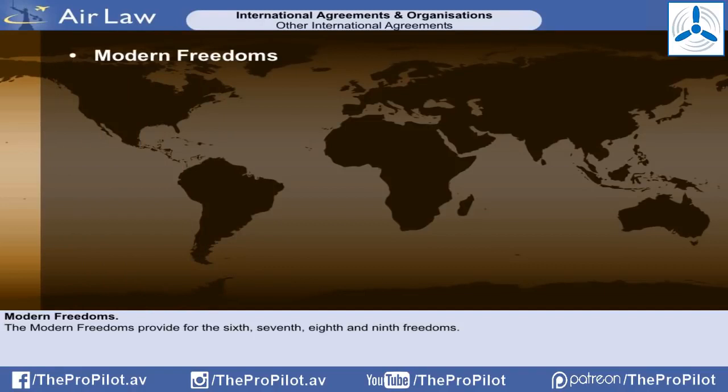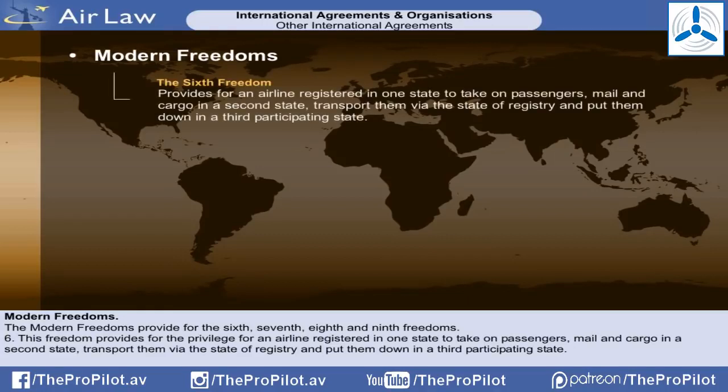Due to the growth in air transport and the evolution of airlines operating on a global basis in partnerships, further commercial freedoms have evolved. The modern freedoms provide the 6th, 7th, 8th and 9th freedoms. The 6th freedom provides the privilege for an airline registered in one state to take on passengers, mail and cargo in a second state, transport them via the state of registry, and put them down in a third participating state.